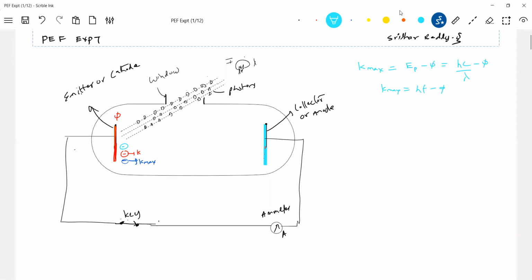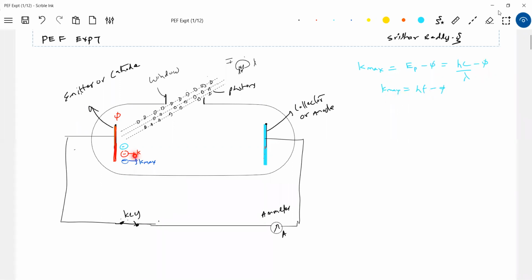Why this K max? A photon which comes here will interact with a free electron which is on the surface. After interaction, it will come out with a maximum kinetic energy. And this much energy should be utilized to overcome the attractive force due to the metal. That's called the work function. So finally, the energy of photon minus work function is the maximum kinetic energy of the photoelectron.